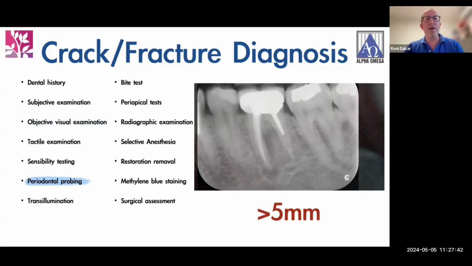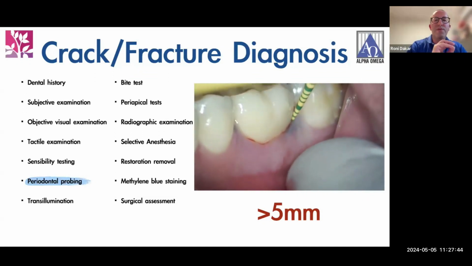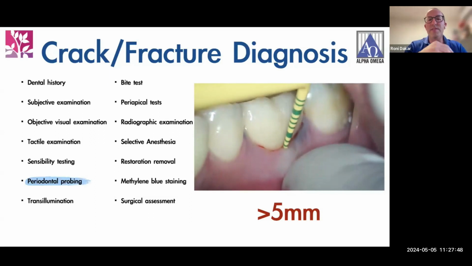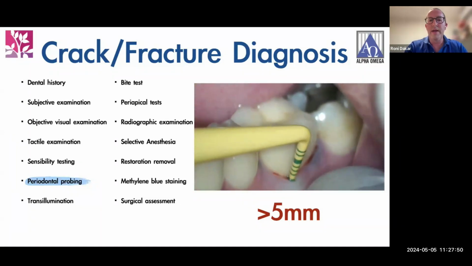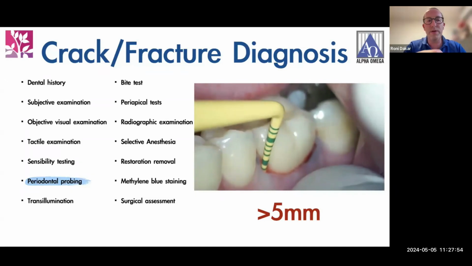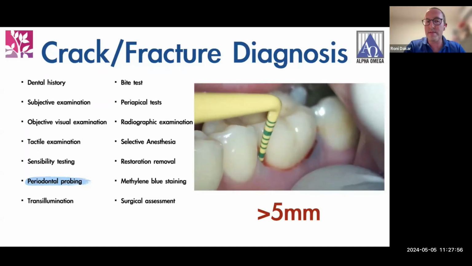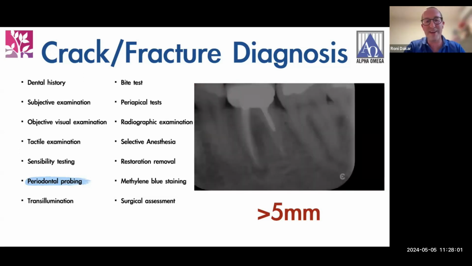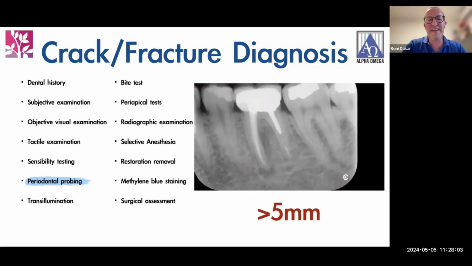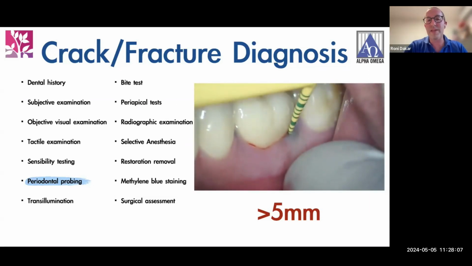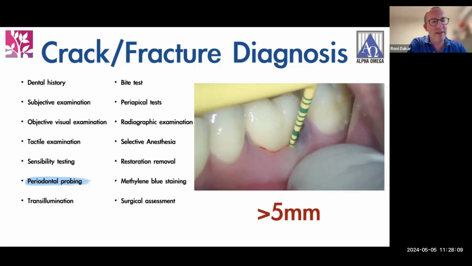The next test that I will emphasize, and it is one of the most important in the diagnosis of all cracks and fractures, is probing, periodontal probing. And this is a very important test before any root canal treatment, because there are often surprises, and they are usually for the worse, not good surprises. So it is good to know about them before the treatment and not in retrospect.